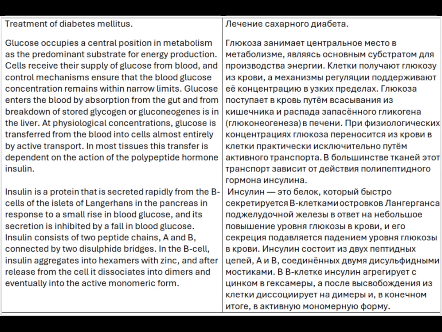Insulin consists of two peptide chains, A and B, connected by two disulfide bridges. In the B cell, insulin aggregates into hexamers with zinc, and after release from the cell it dissociates into dimers and eventually into the active monomeric form.